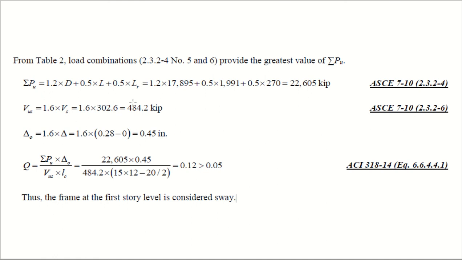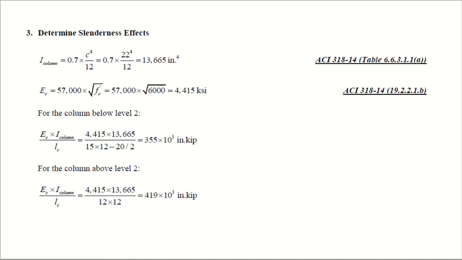So you got these values, you know the equation, you just put the values in this equation, you know the column length. Okay, so the value is 0.12, which is much greater than 0.05. So the frame at the first story level is considered a sway frame, and you have to consider the second order moments.